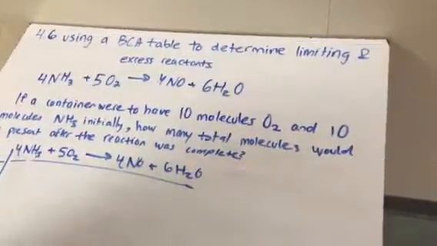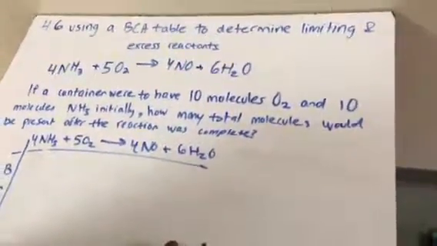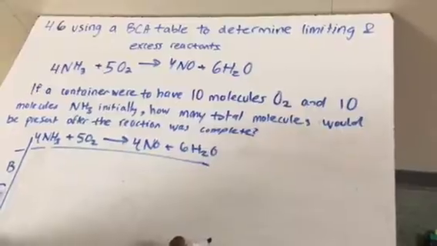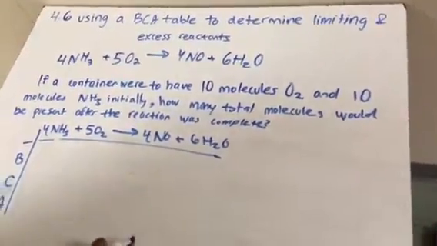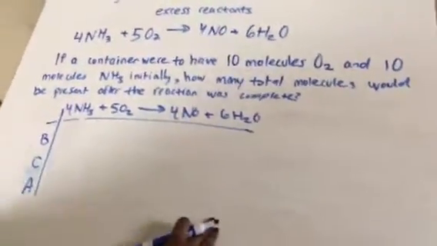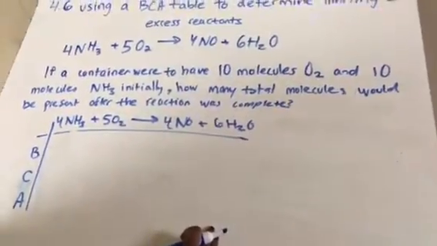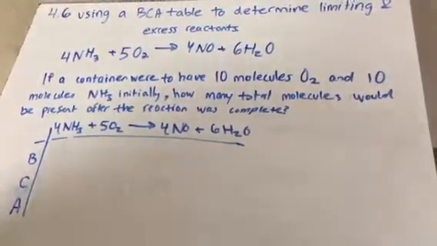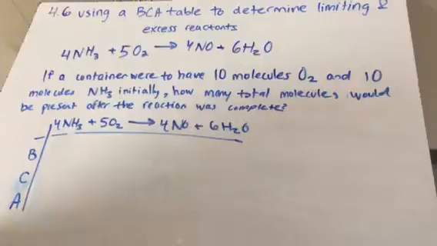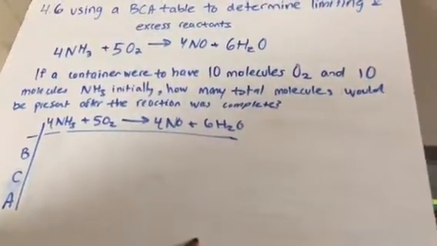Everyone, welcome to our AP Chem tutorial on using a BCA table to determine limiting and excess reactants. Let's just go through a problem. If a container were to have 10 molecules of O2 and 10 molecules of NH3 initially, how many total molecules would be present after the reaction was complete?